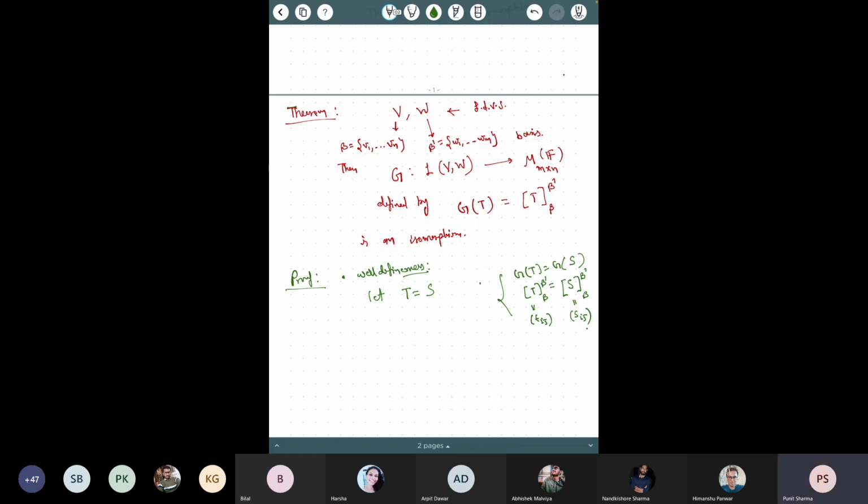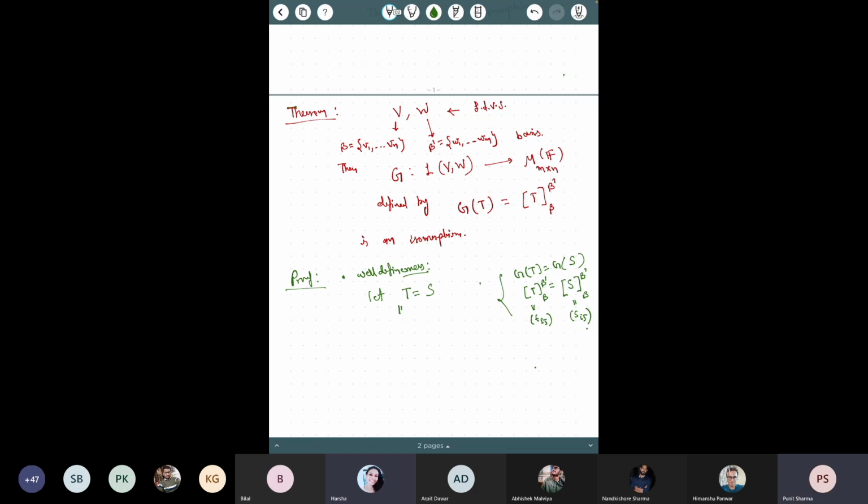Okay. Now what does it mean? The two linear transformations T and S are equal. What does it mean? How do we get that g of T is equal to g of S from T equal to S? That means we have to show that T of vi is equal to S of vi for every vi belonging to capital V.